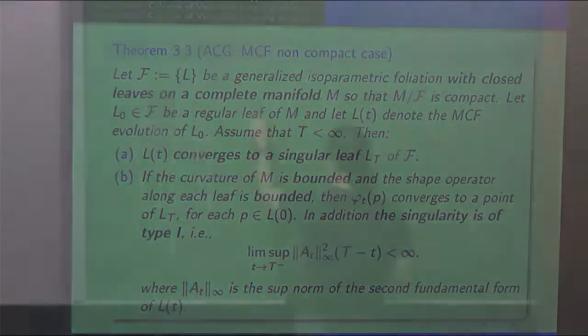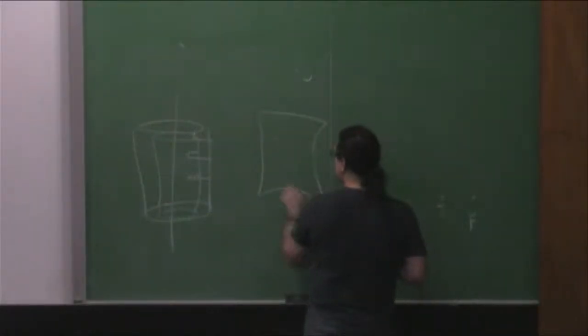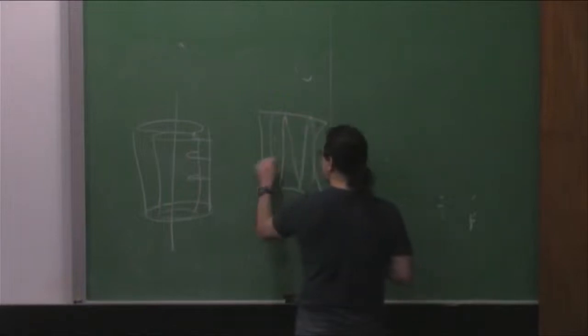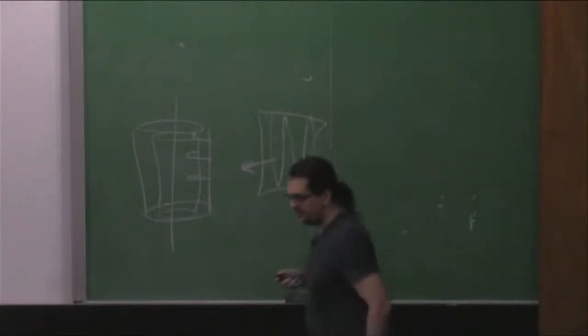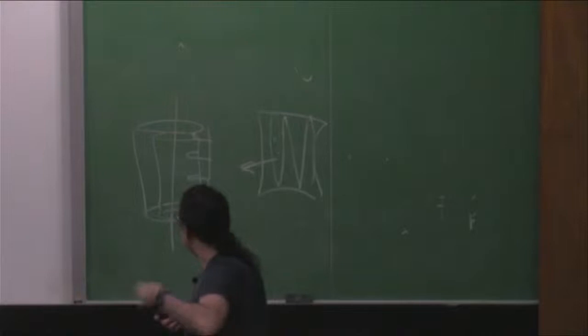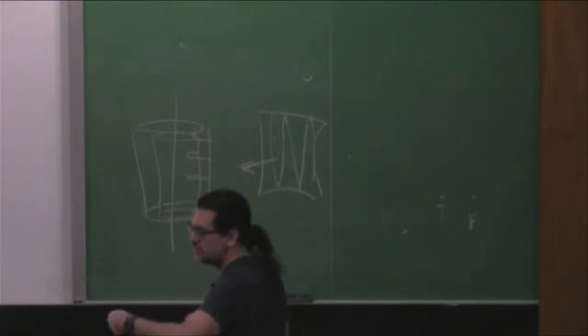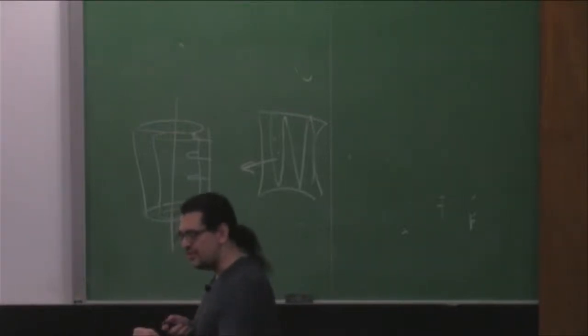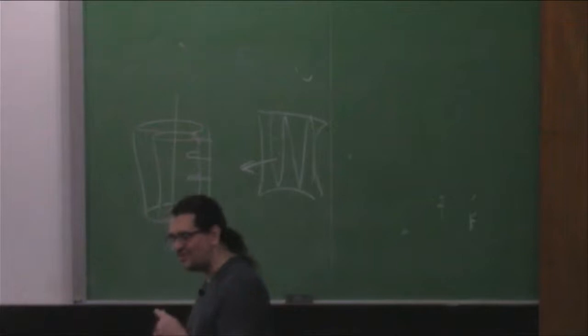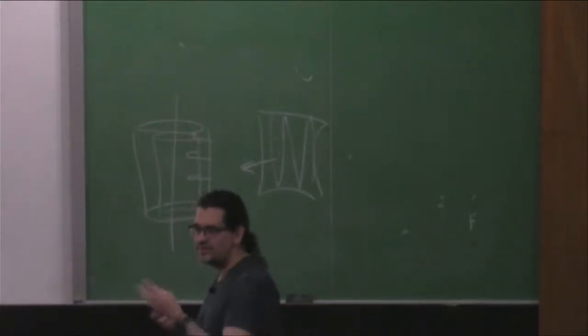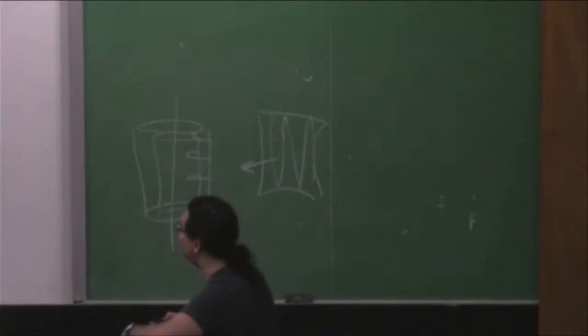And you can actually use model 2 if you want to understand the flow of leaves that are not compact. The leaves that are not closed: the closure of a leaf has one main curvature vector field, but it does not coincide with the curvature of the leaf itself. So you need to use model 2.